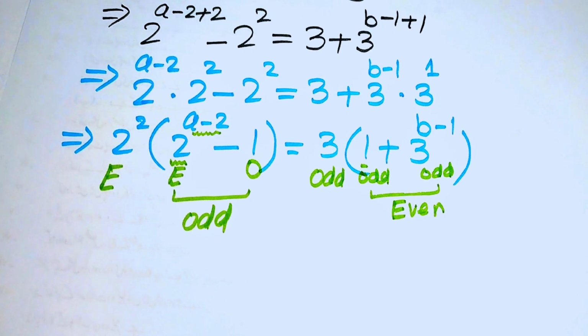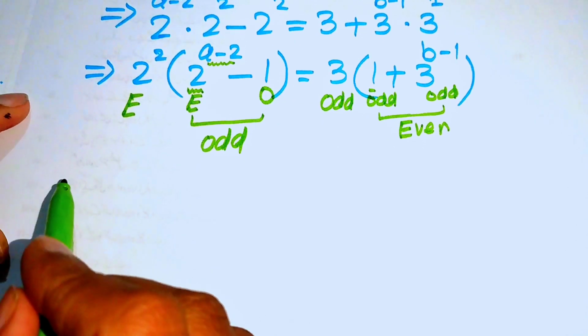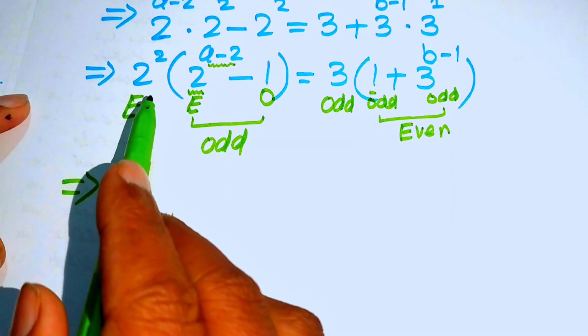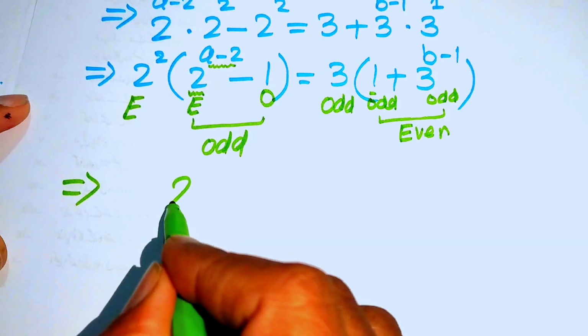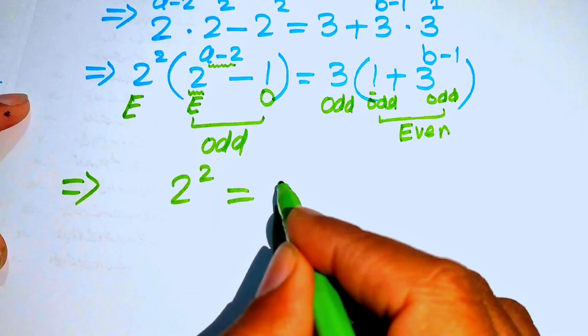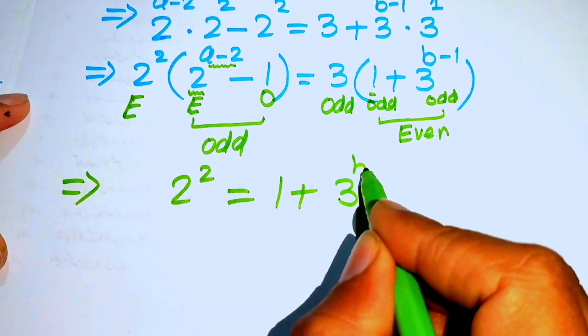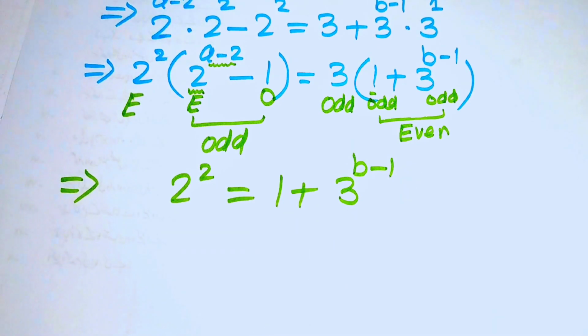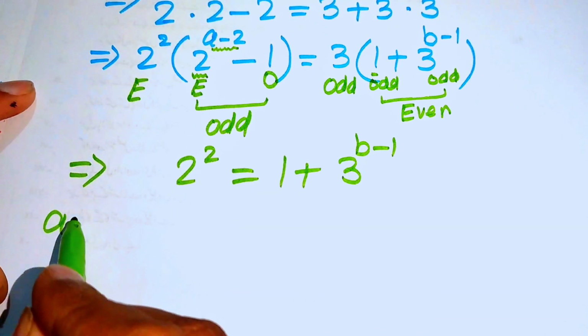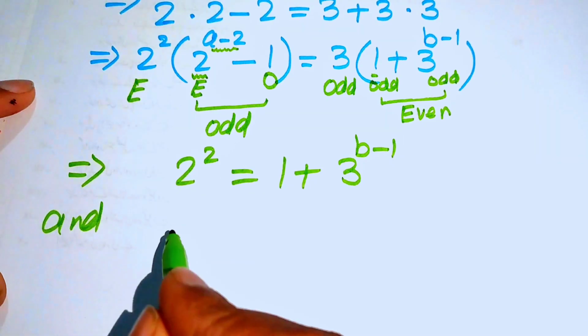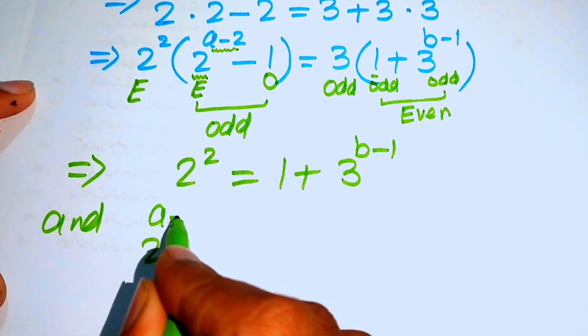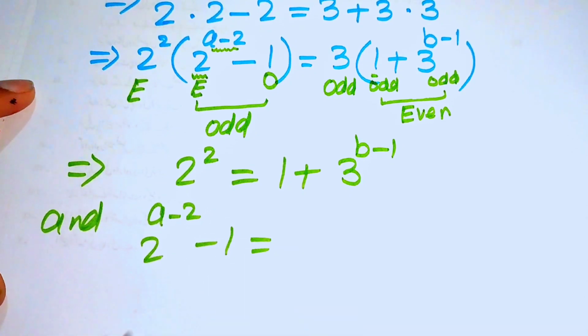So now we compare both of the sides, and we compare even numbers as well as the odd numbers. Here first we compare even numbers. On the left hand side we have the even number 2 squared, and on the right hand side we have the even number 1 plus 3 to the power of b minus 1. And when we compare odd numbers, on the left hand side we have the odd number 2 to the power of a minus 2 minus 1, and on the right hand side we have the odd number 3.